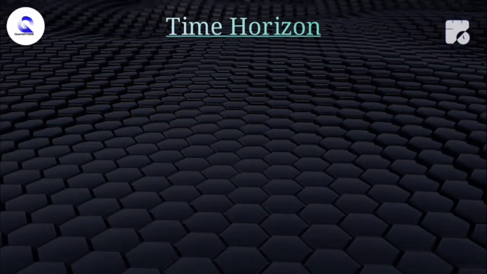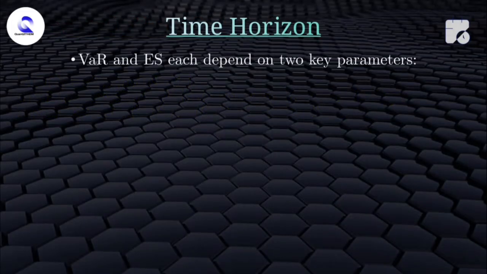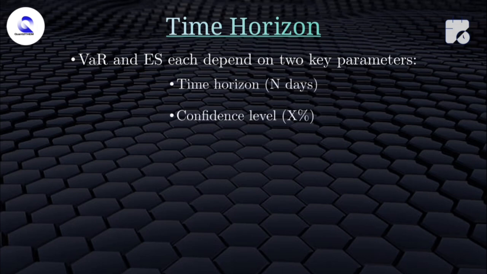Both value at risk and expected shortfall rely on two key parameters: the time horizon and the confidence level. The time horizon, let's call it n days, determines how far ahead we are looking. In practice, we often calculate 1-day VaR or ES, then scale it up using the square root of time. That is why you will often see a formula like n-day VaR is equal to 1-day VaR times the square root of n. And the same logic applies to expected shortfall.